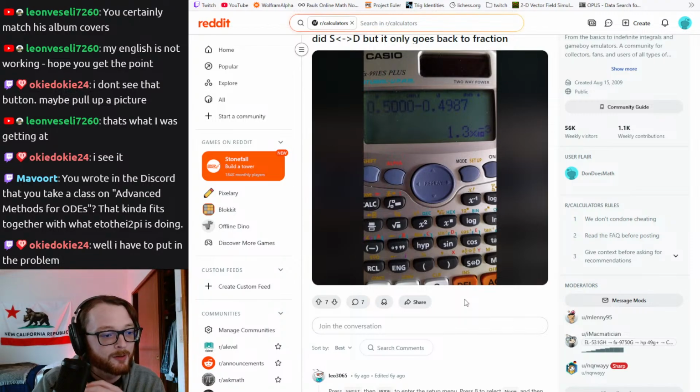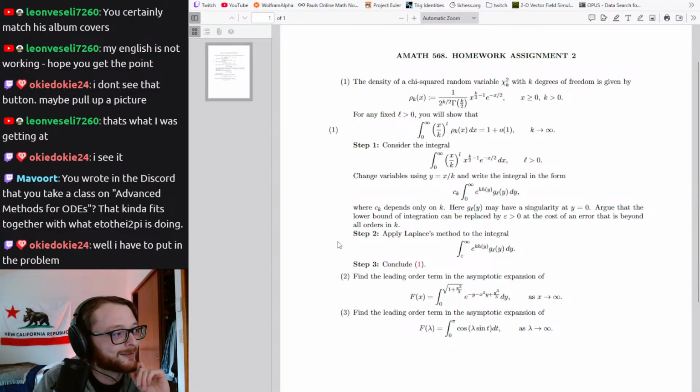Hey, Mavort. Yeah, I have seen Zach working on that. I think he's working on something that's a little more introductory for differential equations. The class that I'm in is pretty deep in the weeds. It's called Advanced Methods for ODEs. We're halfway through the class. I don't think we've actually solved a single ODE. It's just been laying the foundation for it.